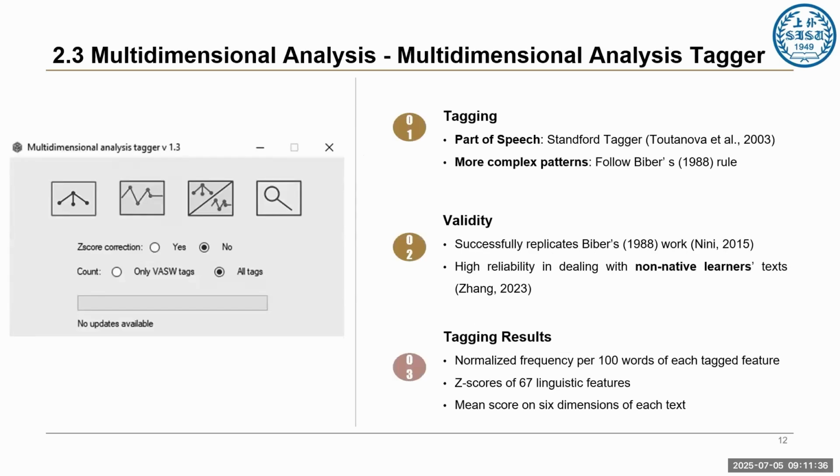To obtain the count of each linguistic feature, we use the Multidimensional Analysis Tagger. It is software by Andrea Nini, and it can tag parts of speech according to the Stanford tagger, and it can identify complex patterns following Biber's rules in 1988. It has successfully replicated Biber's work, and it has high reliability in coping with non-native learners' texts. As a result, we will get several statistical files. These are the normalized frequency per 100 words of each tagged feature, z-scores of 67 linguistic features, and the mean score on 6 dimensions of each text.